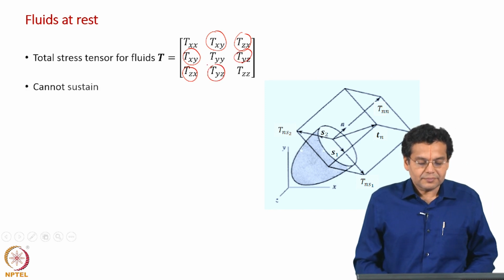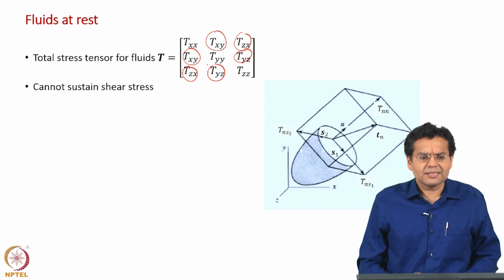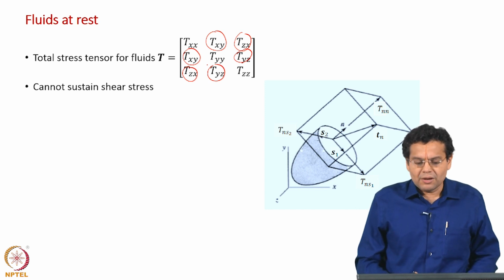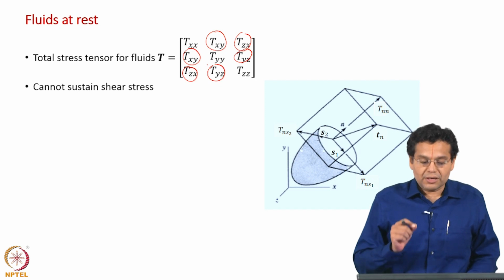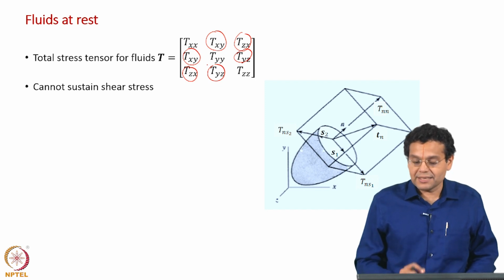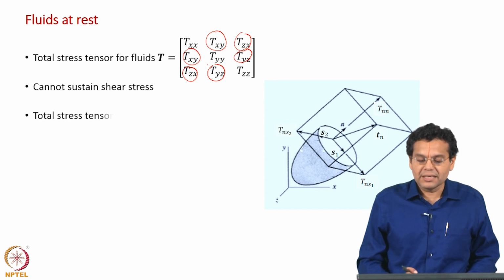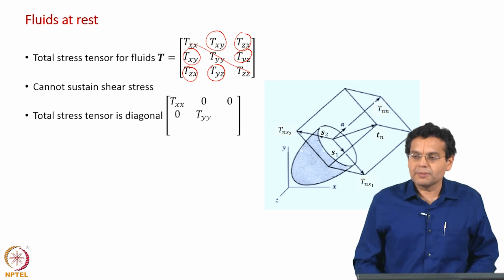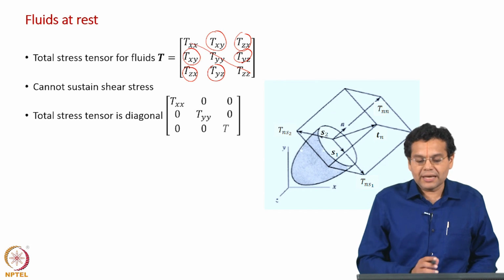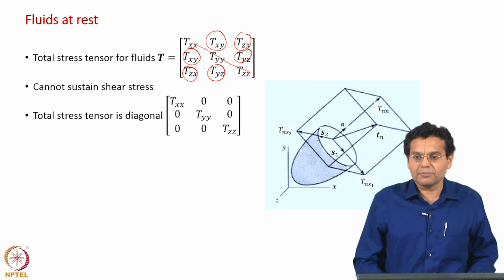Now, what did we say? Cannot sustain shear stress. What does it mean? If you apply this stress tensor for a fluid at rest under static condition, then you will not have all these shear stress components at all. The diagonal elements are the normal stress components, the off diagonal elements are the shear stress components.